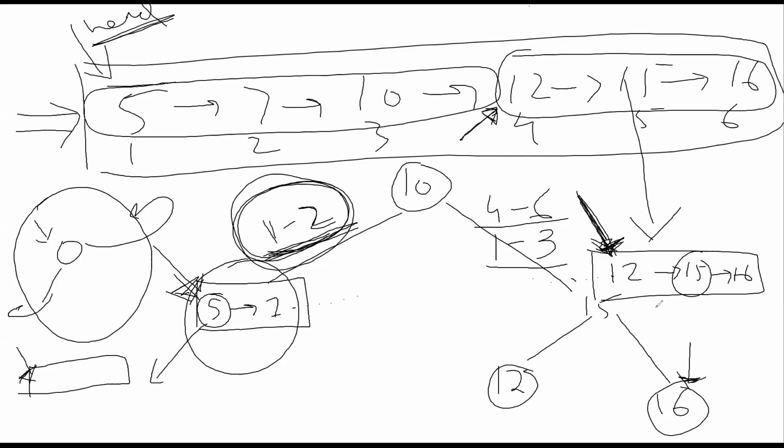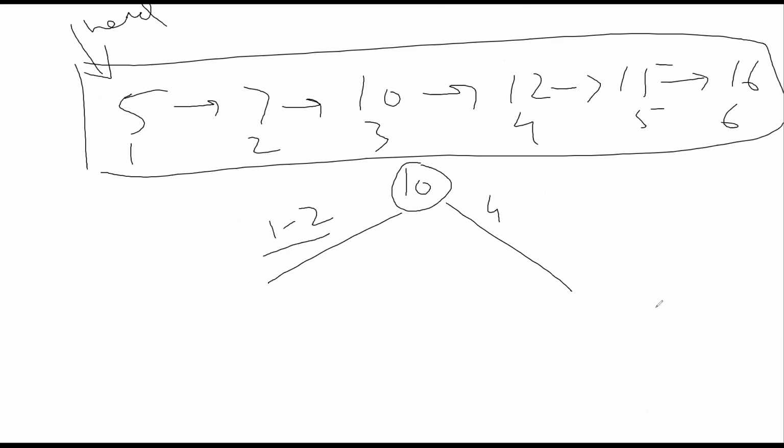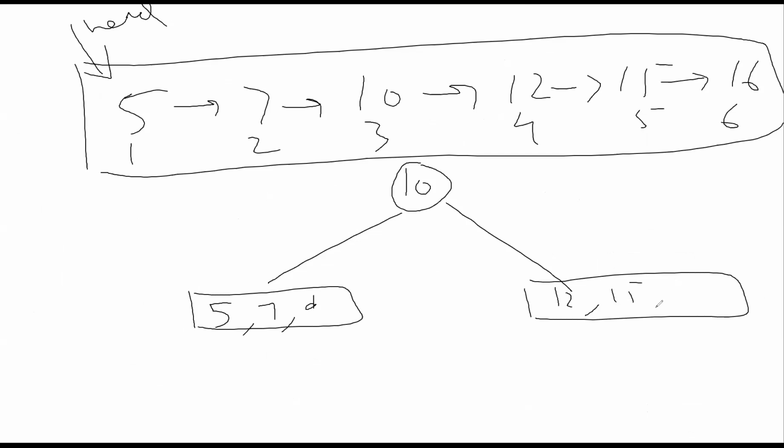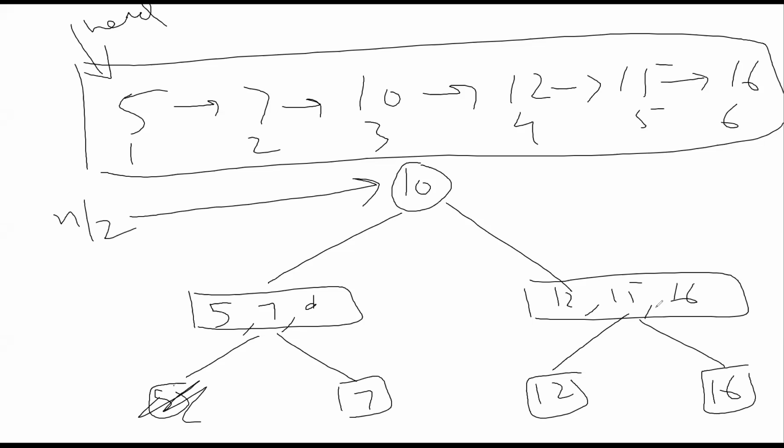Let me just clear a bit so that you can see it. Okay, so we have 10 here, and then we have 5, 7 on this side. We have 12, 15, and 16 on this side. And then when I'm splitting it again, I have 5 this side. Sorry, there's no element here. I have 7 this side, and then coming here, I have 12 this side, 16 this side, right?